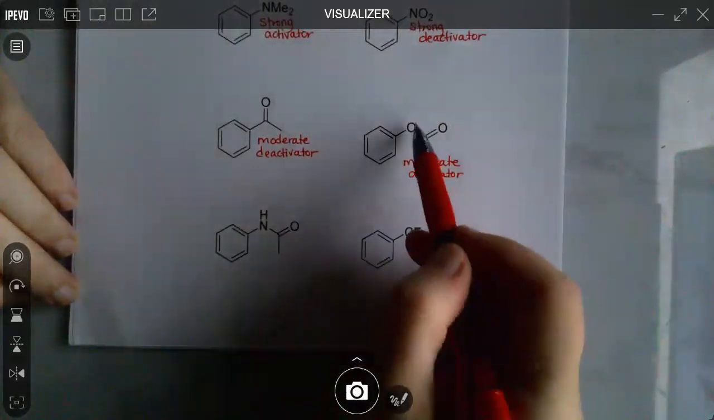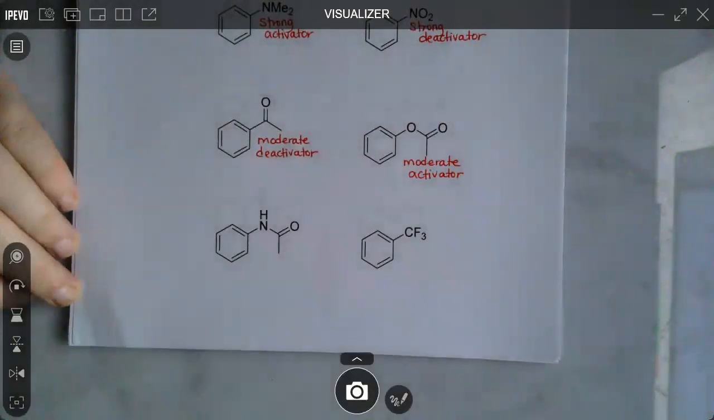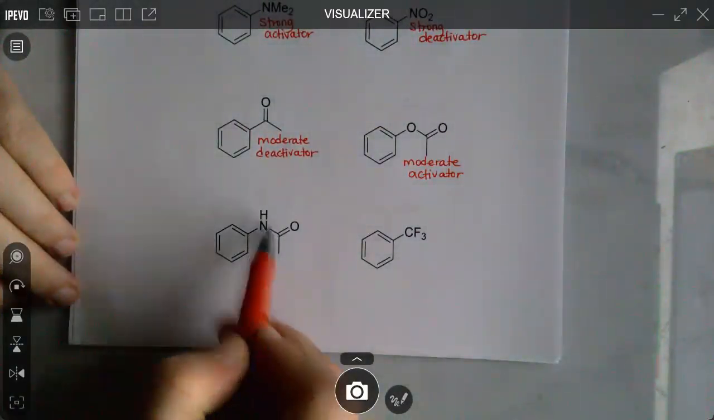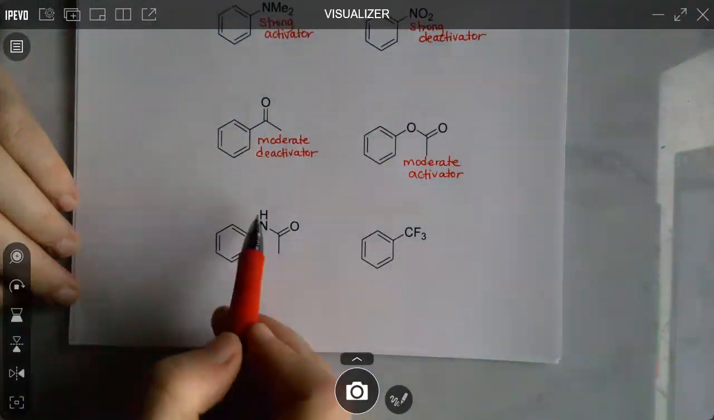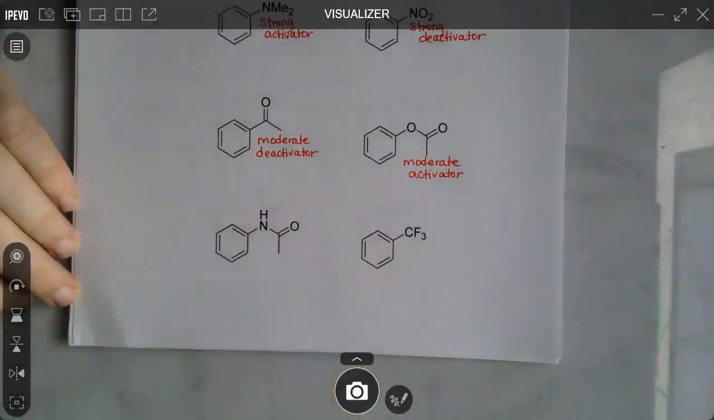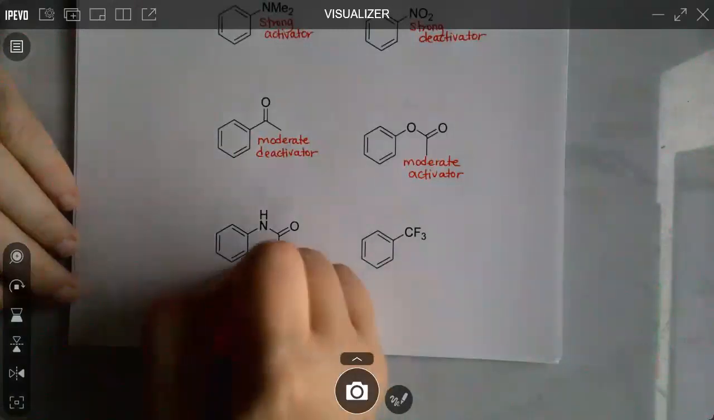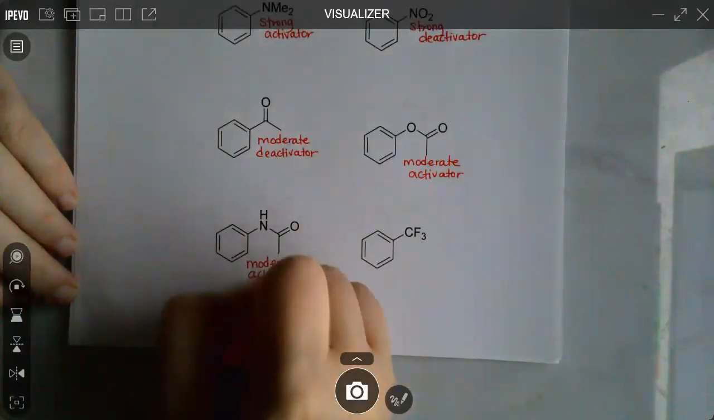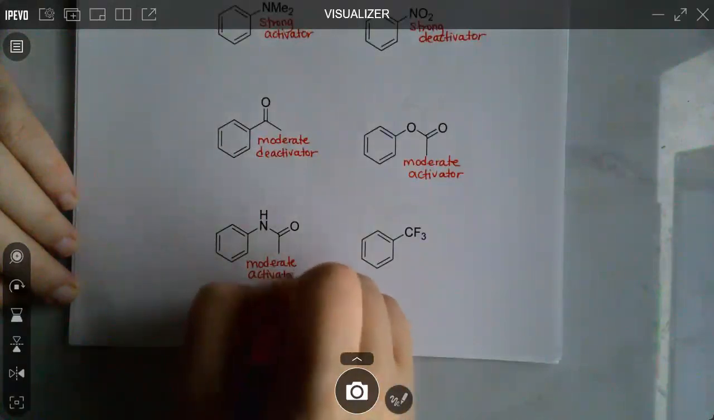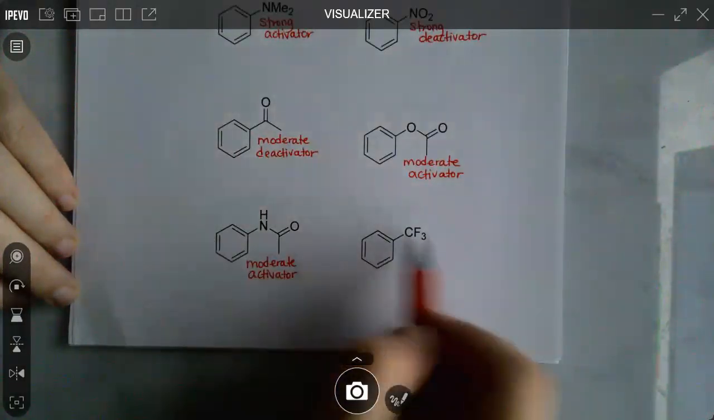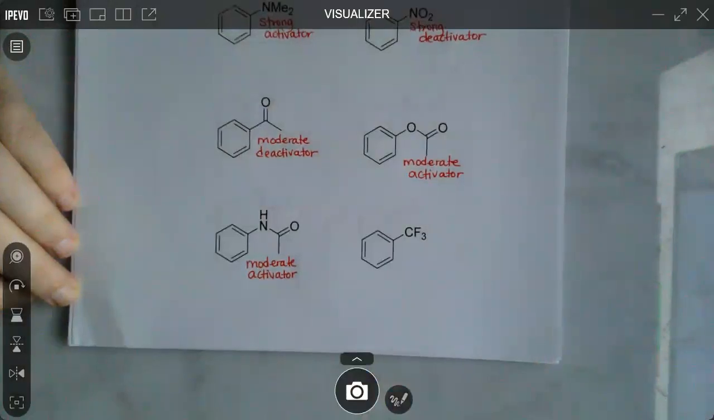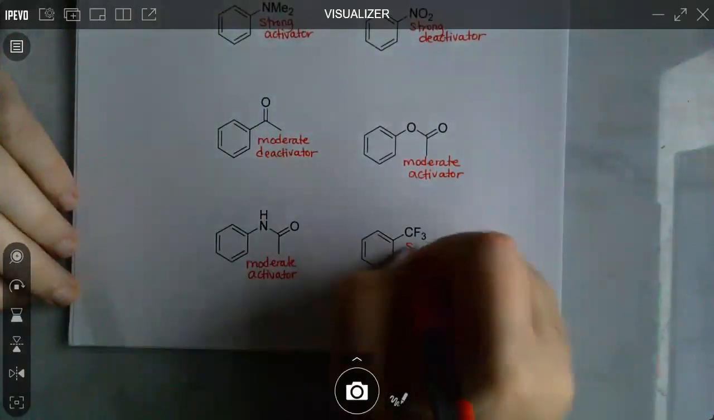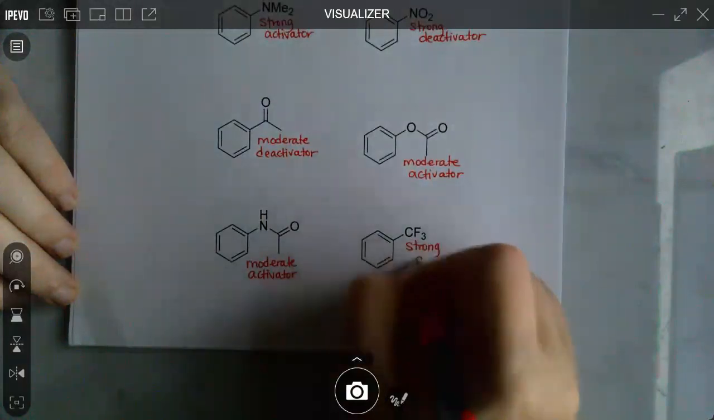because the lone pair is partially tied up outside of the ring through the other carbonyl. Again, there's a lone pair on this nitrogen pushing electron density in, but since it's partially tied up in resonance outside of the ring, this is also a moderate activator. And with 3 electronegative fluorine groups, this is inductively a powerful deactivator.